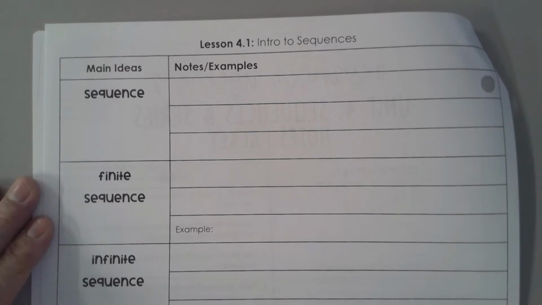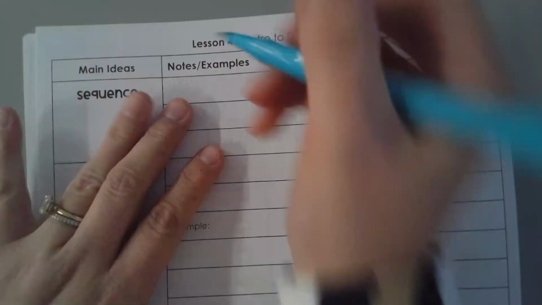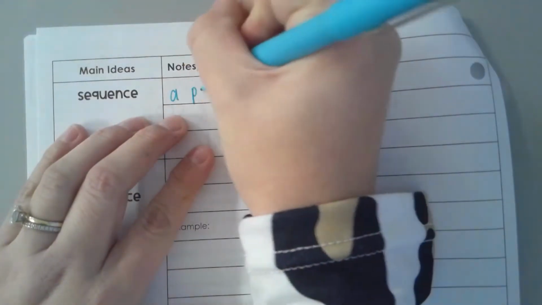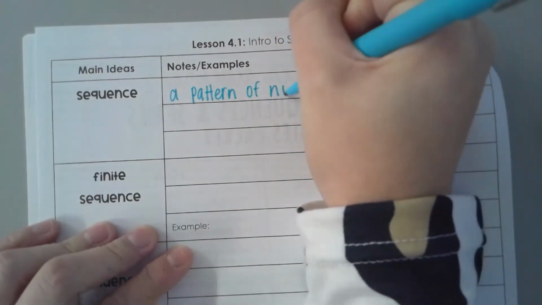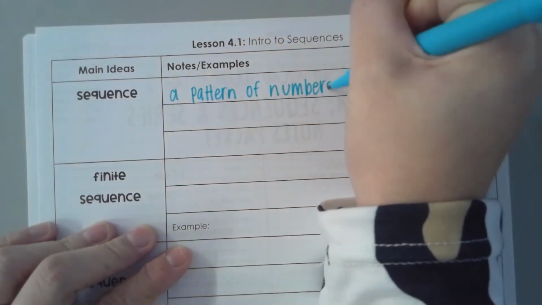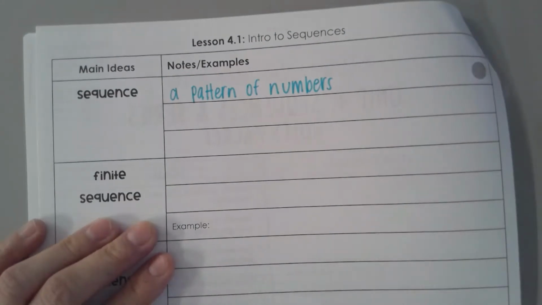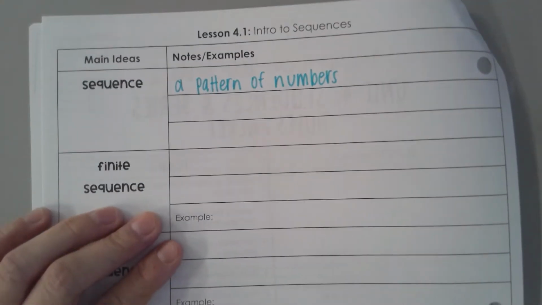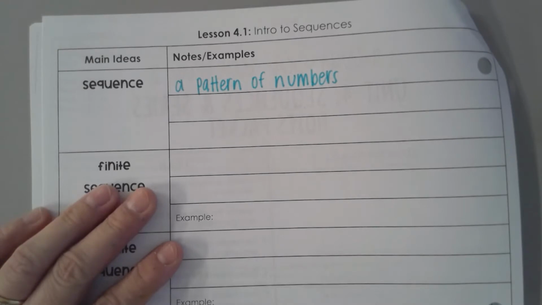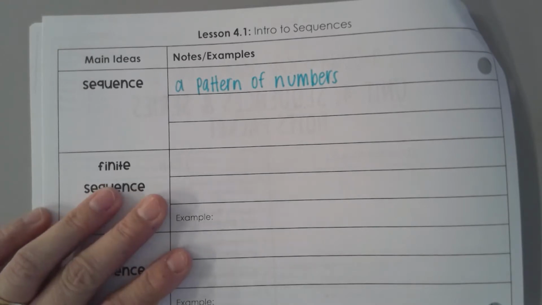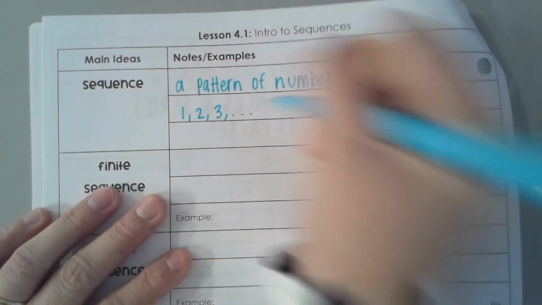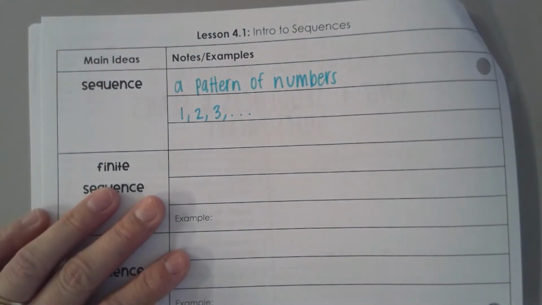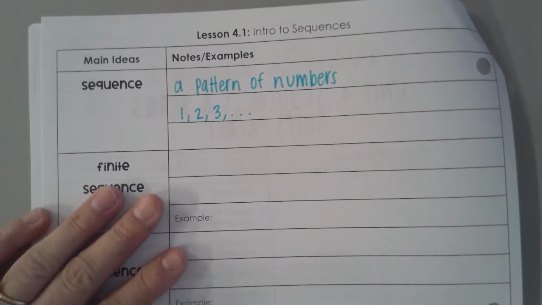...is. And a sequence is a pattern of numbers. So somebody give me an example of a pattern of numbers. 1, 2, 3. What was that pattern? What happened to the numbers each time? It added 1 each time. Yep. That's an example.